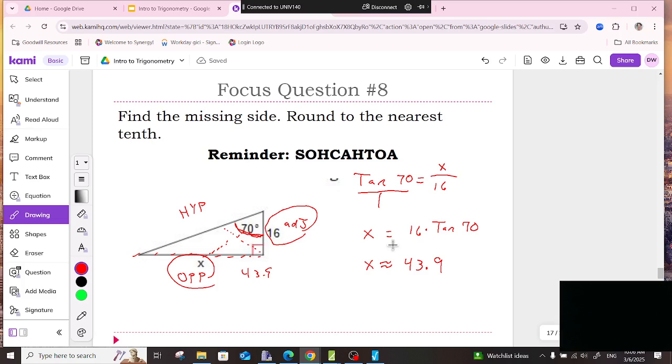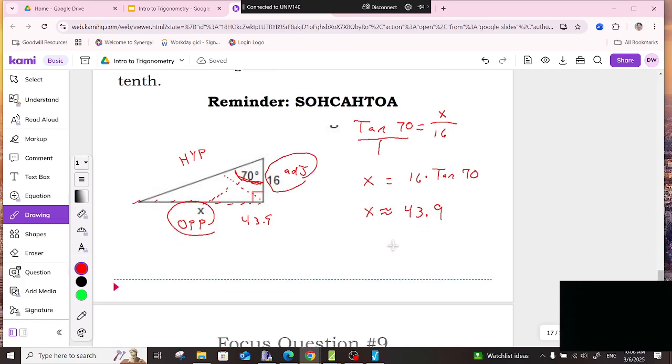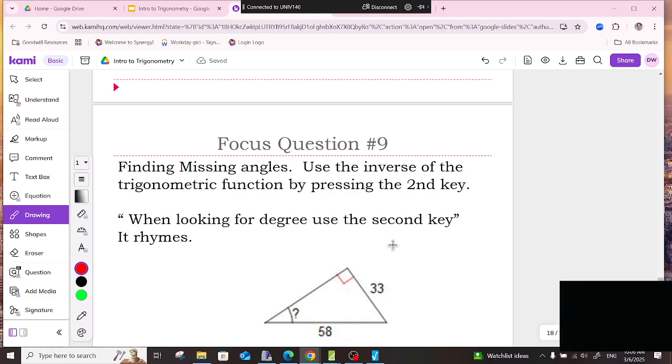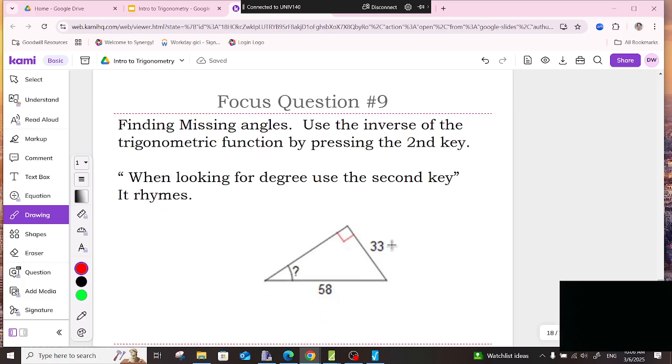So was I wrong? Is this a little bit easier than what we've been working with? Just a little easier, maybe? Okay, now, when looking for a degree, we need to use the second key because we're doing an inverse. Is that on there? It's not on there?